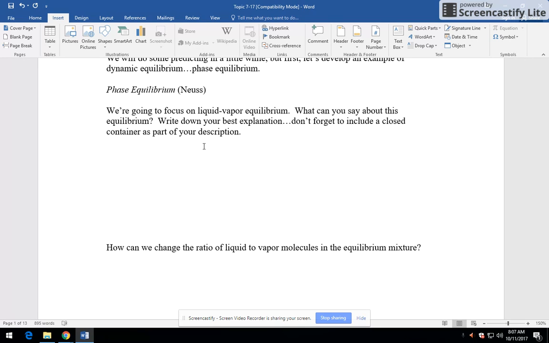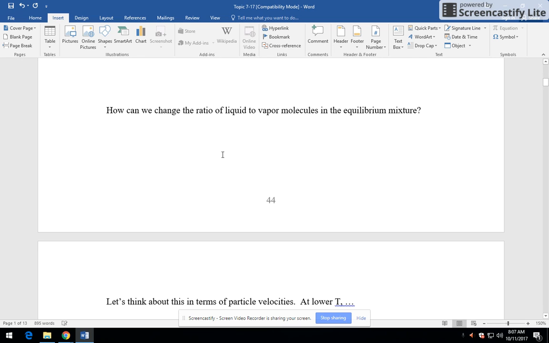Now, press pause. Okay, now take stock of what everybody else has said, and so please take a moment and have a discussion. Okay, great. So now here's the question. There is only one way that you can change the ratio of liquid to vapor molecules in that closed water bottle. What is the way you change that ratio?